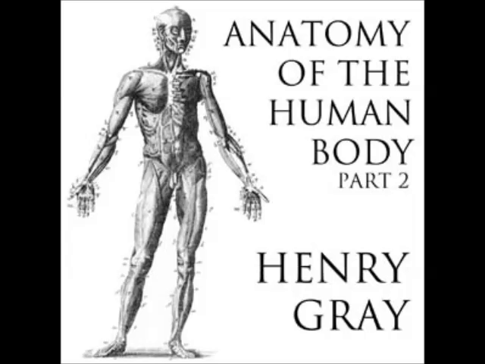Recording by Morgan Scorpion. Anatomy of the Human Body, Part 2, by Henry Gray. Suboccipital muscles. The suboccipital group comprises rectus capitis posterior major, rectus capitis posterior minor, obliquus capitis inferior, obliquus capitis superior.